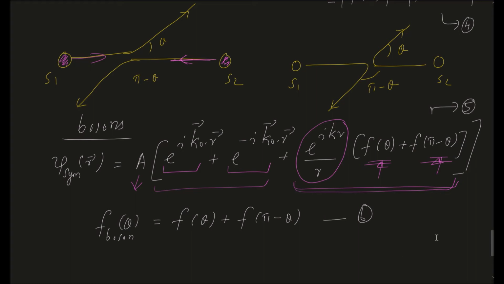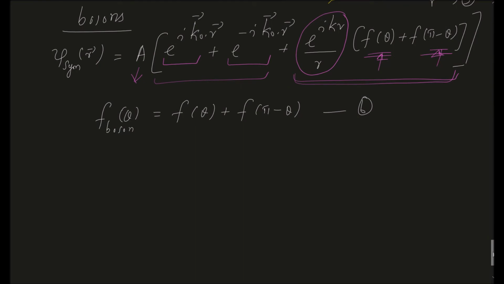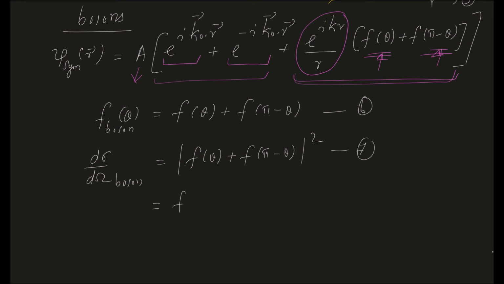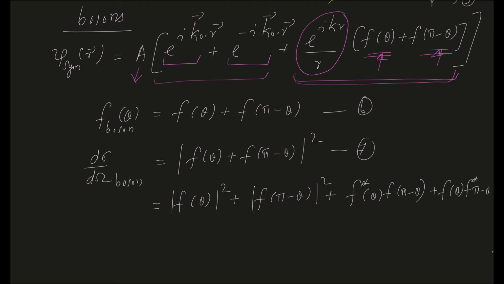So once you know the scattering amplitude, the associated differential scattering cross section can be written as d sigma by d omega for bosons. This must be the square of the scattering amplitude. So you can write it as the modulus square of f of theta plus f of pi minus theta. That means this is the modulus square of f of theta plus the modulus square of f of pi minus theta, plus f star of theta into f of pi minus theta plus f of theta into f star of pi minus theta.